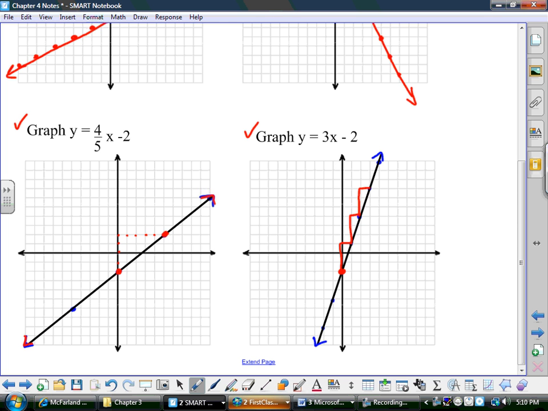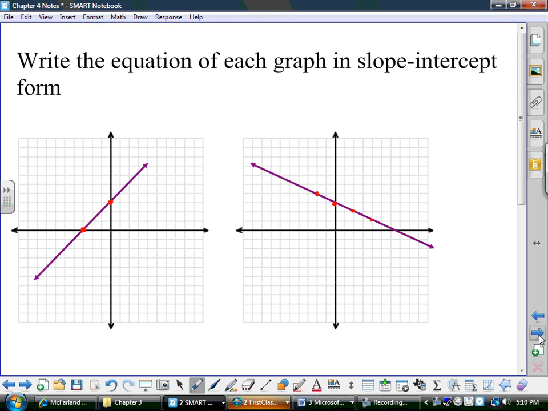The other concept in this section is kind of going in reverse of what we just did. What if we started with the graph? Would you be able to work backwards and write the equation? Pause the video and copy down those two graphs, and then press play once you're ready to get the answer.